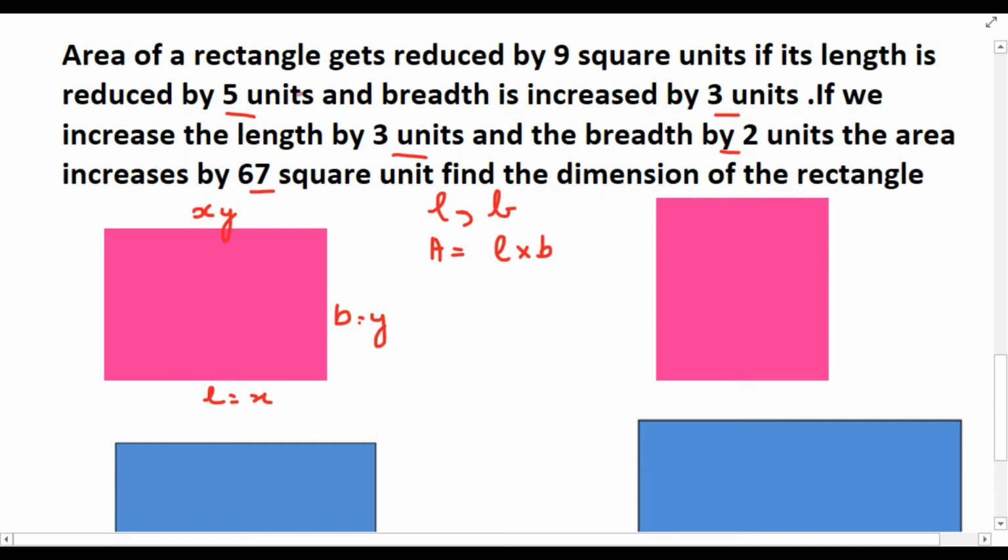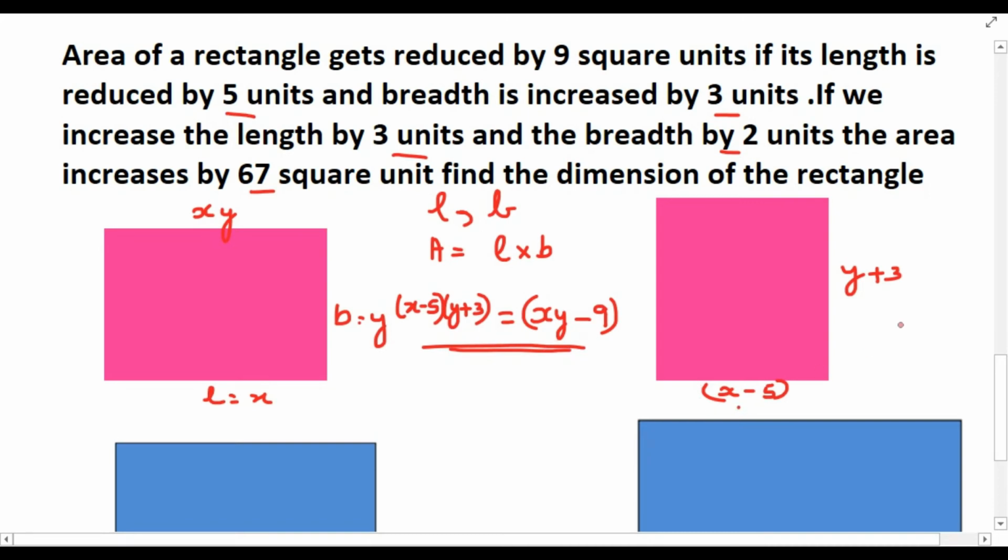So what is the first condition? The area of the rectangle gets reduced by 9. That means xy is reduced, so xy minus 9. When it is reduced by 9, its length is reduced by 5 units, so x minus 5, and the breadth is increased by 3 units, so y plus 3. That means (x minus 5) into (y plus 3). This is the first equation.